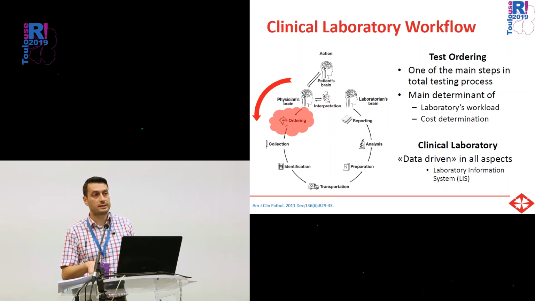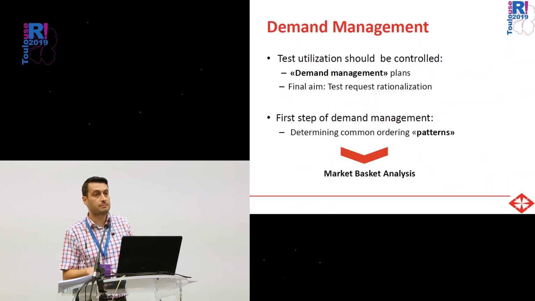The most critical step is the test ordering step, because there are lots of tests, over 3,000 biochemistry or endocrine or microbiology tests are possible. So sometimes it is difficult to select these tests, and there is an increased cost problem in medicine and in laboratories. So we must manage these test requests.